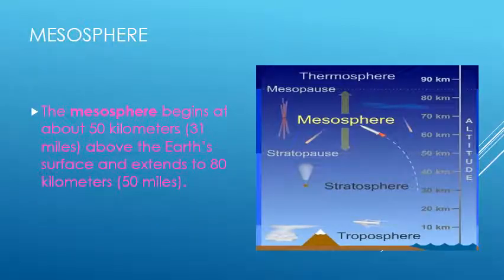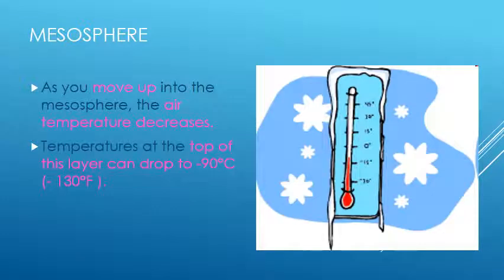Now the next layer, the mesosphere, begins at an altitude of about 50 kilometers above Earth's surface and extends to an altitude of about 80 kilometers above Earth's surface. That mesosphere is right in between the stratosphere and the next layer we'll learn about, the thermosphere. The mesosphere has the same temperature correlation as our troposphere. The higher you go in altitude, the temperature decreases. And if you get towards the top of that mesosphere, you'll find the temperature there can get close to negative 90 degrees Celsius. Pretty cold.